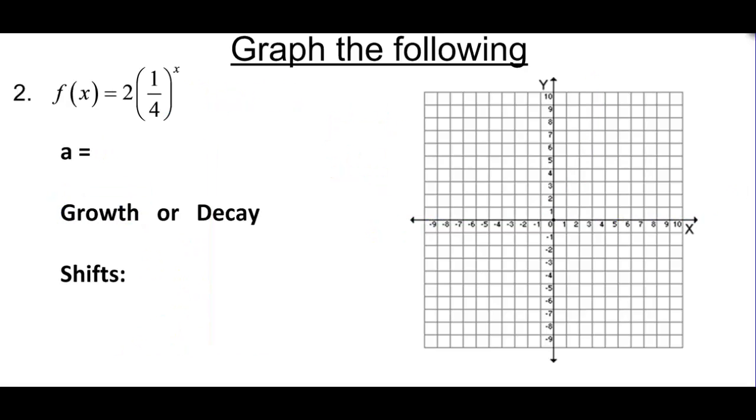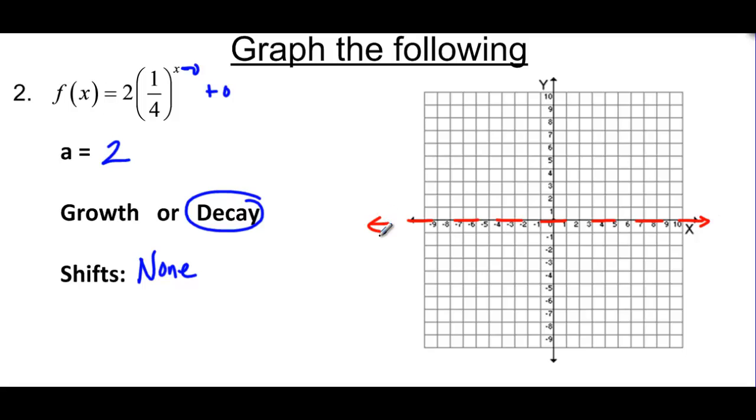This one is 2 times 1/4 to the x power. My a value is 2. My b value is 1/4. Because that's less than 1, this is going to be decay. And again, this would be minus 0 plus 0, so I have no shifts. So how are we going to do this? Because I don't have any shifts, I know that my asymptote isn't going to move. So I'm just going to start by drawing in this dotted line.